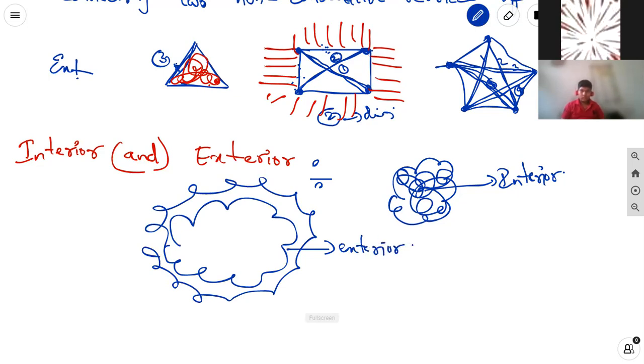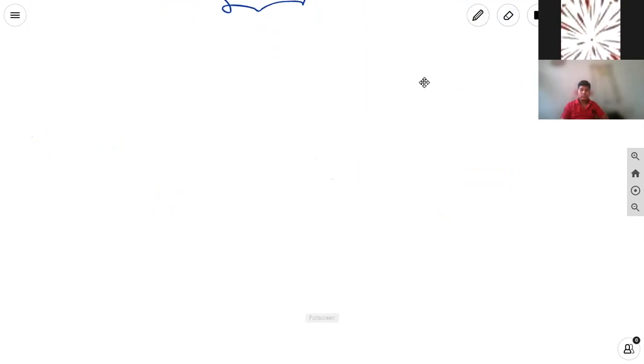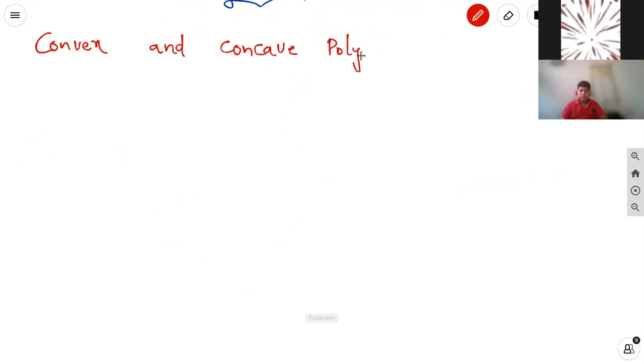Okay. Next definition is the concave and convex. These two terms will come in physics also. It's very, very important. In real life, we are using convex lenses and concave lenses. So, convex and concave polygons. How the figures are designed or defined. Okay. Here, concave and convex.